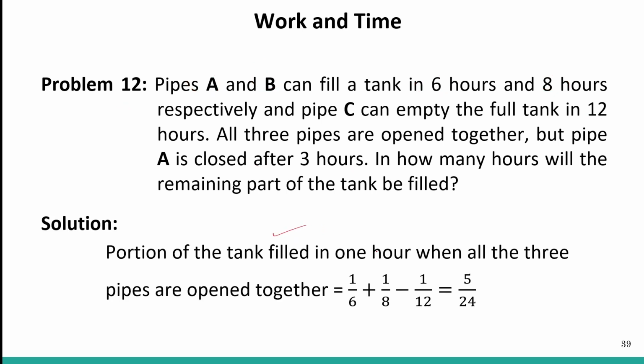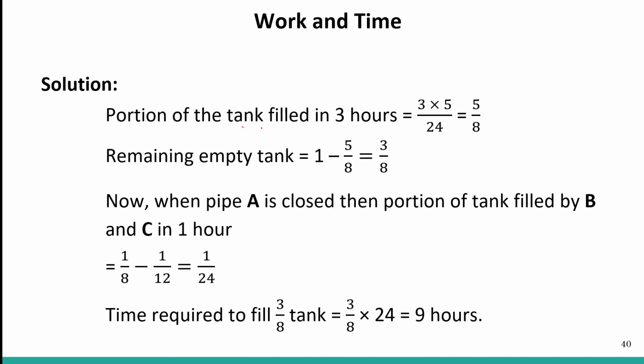So the portion of the tank filled in 1 hour when all the 3 pipes are open together is 1/6 + 1/8 - 1/12, which is equal to 5/24. So the portion of the tank filled in 3 hours is 3 × 5/24 = 5/8. So the remaining empty tank is 1 - 5/8 = 3/8.